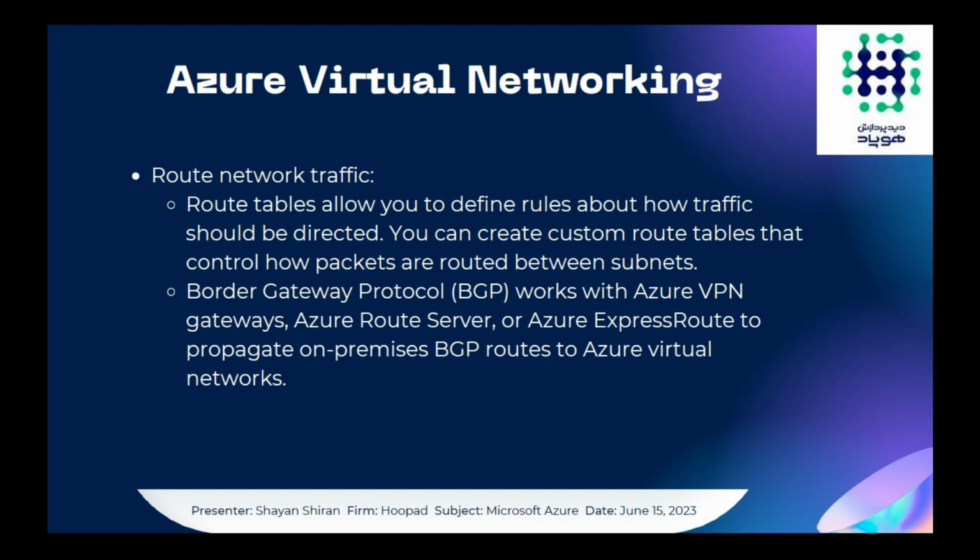And we can use route tables. Azure Virtual Networking allows us to use route tables, and they allow us to define rules about how traffic should be directed. You can create custom route tables that control how packets are routed between subnets, or we can use the BGP protocol, Border Gateway Protocol, that works with Azure VPN gateways, Azure Route Server, or Azure ExpressRoute to propagate on-premises BGP routes to Azure Virtual Networks.